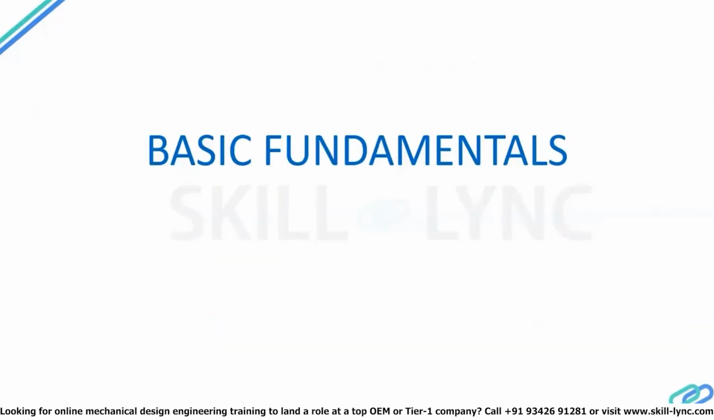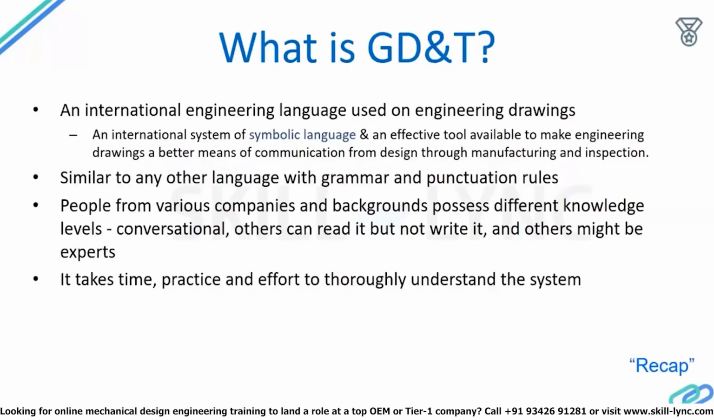We have understood where GD&T started. It all started with the requirement for interchangeability. And it all ended up with using geometric tolerancing instead of coordinate tolerancing. And from there, the field evolved wherein the standard started. Now we will see what the basic fundamentals available in GD&T are. And as I said, this is a recap wherein GD&T is an international system of symbolic language. And it is primarily driven by two standards. As I clearly stated, it will take time, practice, and effort to thoroughly understand the system.